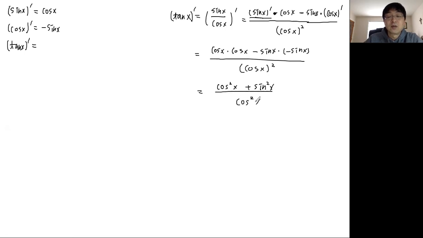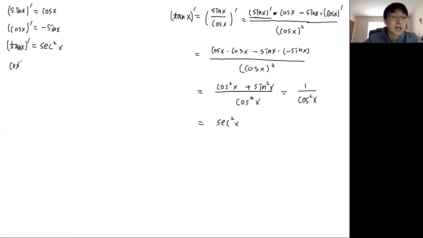Over cosine squared of x. The next one, what is cosine squared plus sine squared? We can use the Pythagorean identity. Sine squared plus cosine squared is 1, over cosine squared of x. What's that? 1 over cosine is secant, so taking a square, we have secant squared. So the derivative of tangent x is secant squared of x.